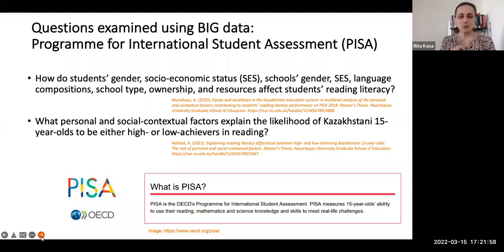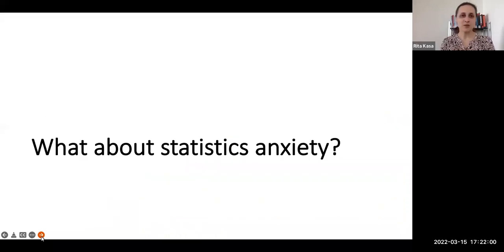Now, let me get to, I guess, the main topic of interest today. What about statistics anxiety? I was talking about research that our students have done to illustrate that students engage with various topics that include quantitative data analysis. Some of them apply more complex statistical analysis techniques, such as multi-level modeling, and some of them focus on more basic statistical analysis techniques, such as trying to observe trends in data.